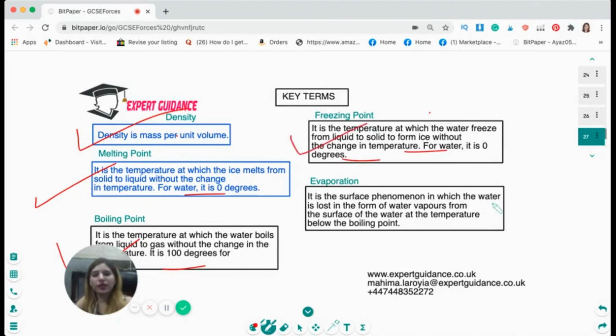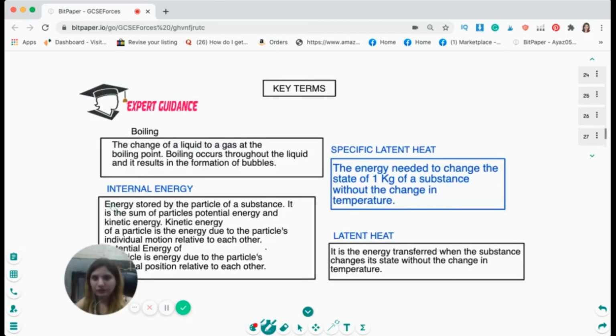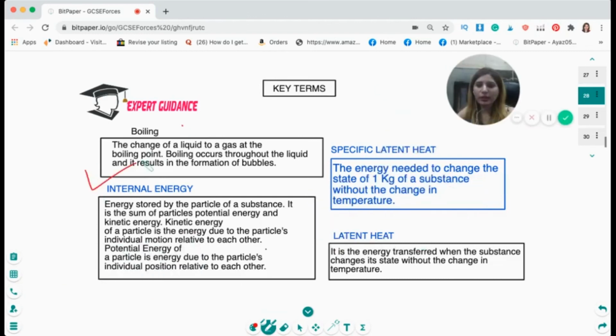Evaporation is a surface phenomenon in which water is lost in the form of water vapor from the surface of the water at a temperature below the boiling point. Boiling is a change of liquid to a gas at the boiling point, and boiling occurs throughout the liquid and results in the formation of bubbles.